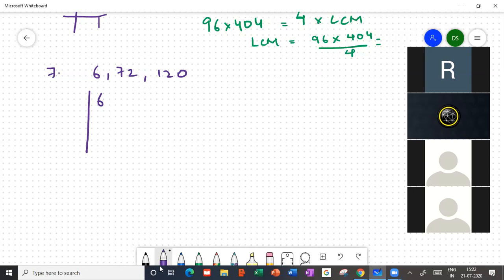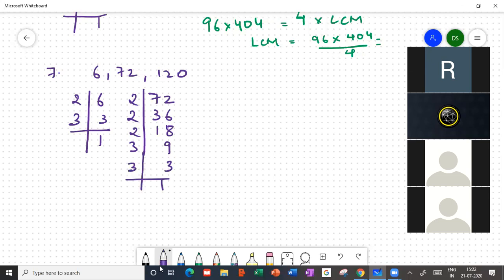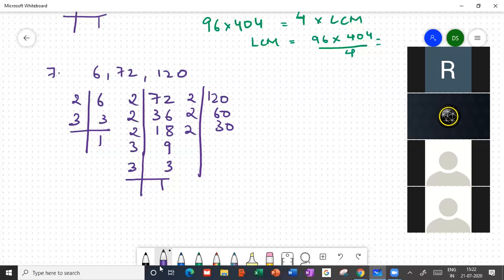2 3s are 6, right? So 72, how will you do it? 2 3s are 6, 6 2s are 12. And for 120. Right, so for HCF, oh, you took it as 672. No, no, no.